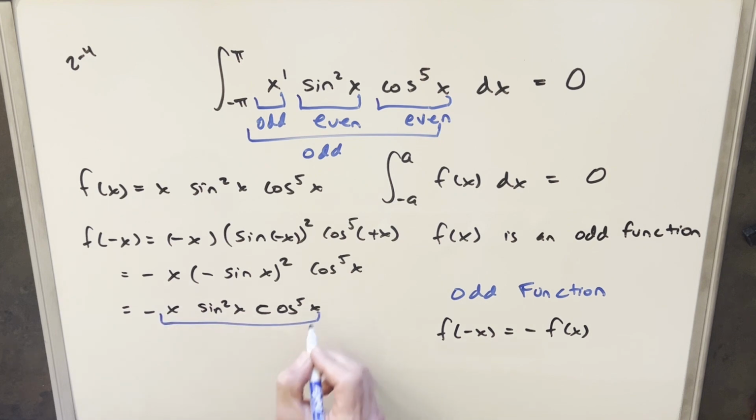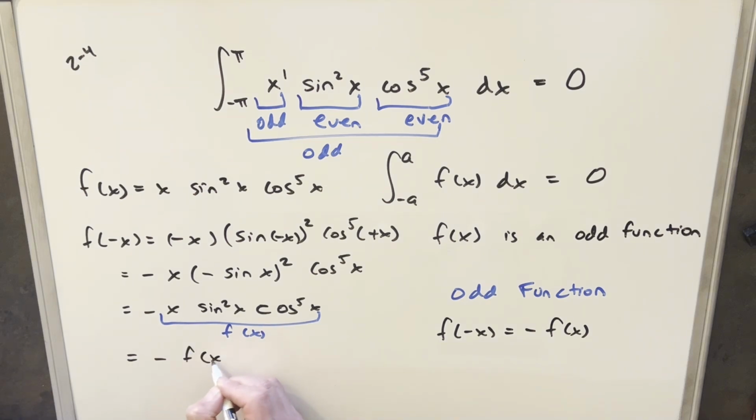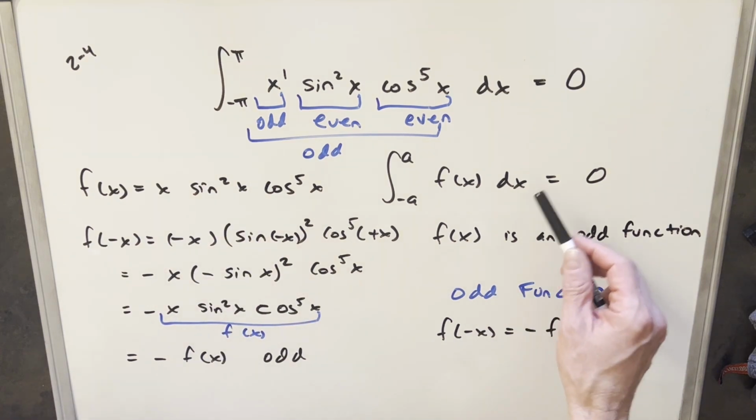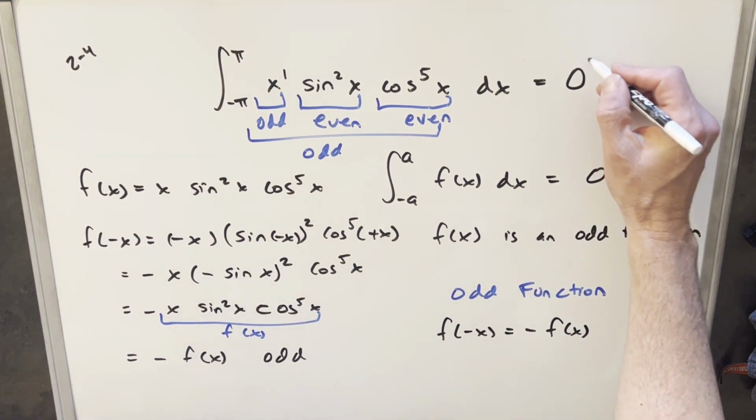But then this piece right here is actually just our f of x. So what we have here with the minus out front is going to be just minus f of x, which is what we wanted to show. So therefore this whole function is odd. And because it's odd, we use this and jump right to our solution of 0.